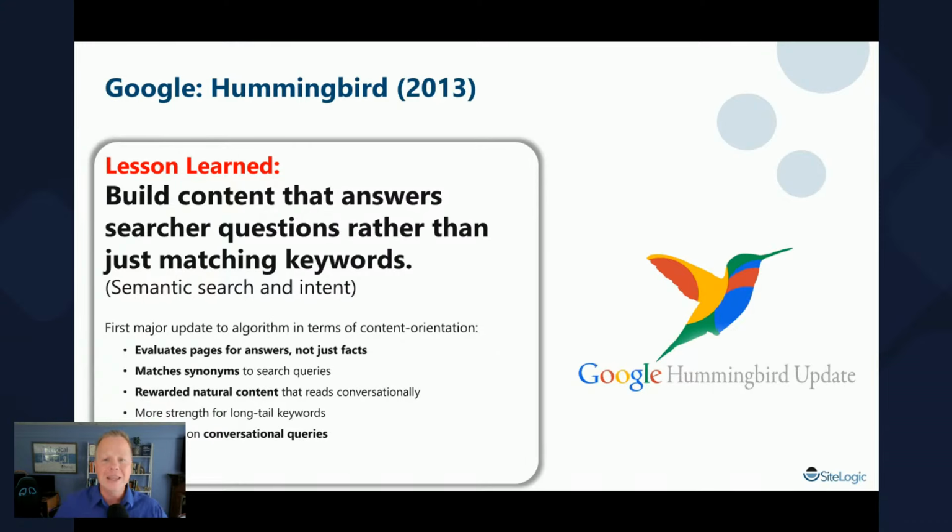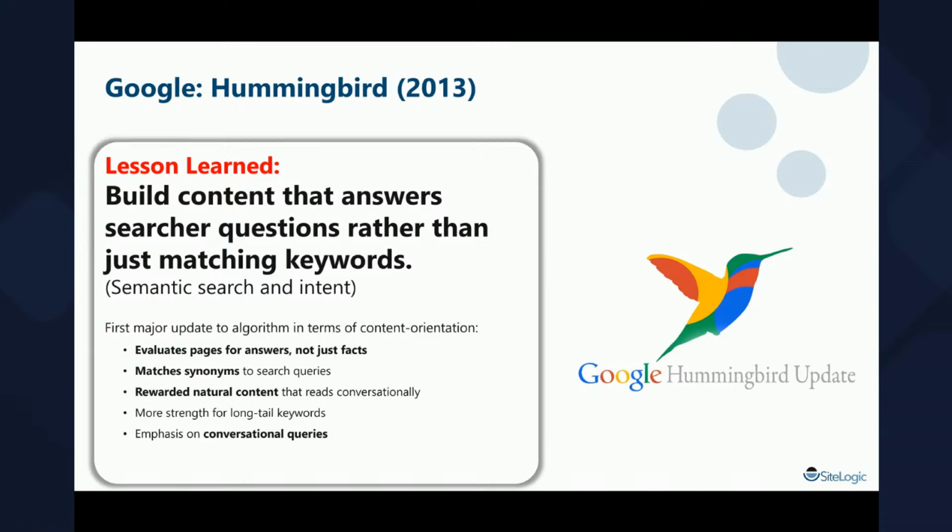2013, Google Hummingbird, and this was probably one of the first major algorithms to focus on content. And what did it focus on? Content that answers questions rather than matching keywords. This is hilarious because I see this finding, build content that answers search questions rather than matching keywords, as a headline in articles that were written yesterday, that were written last month. It's like, we've known this since 2013. This is what we learned from Hummingbird. And so this should have been preparing us for what's going to happen.